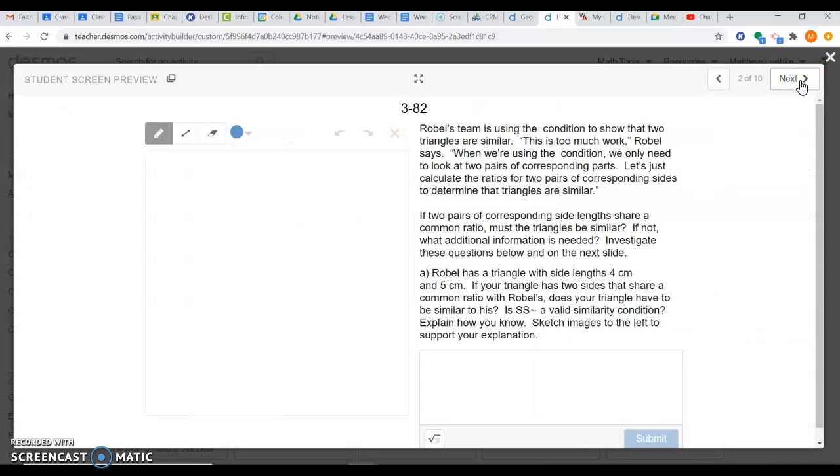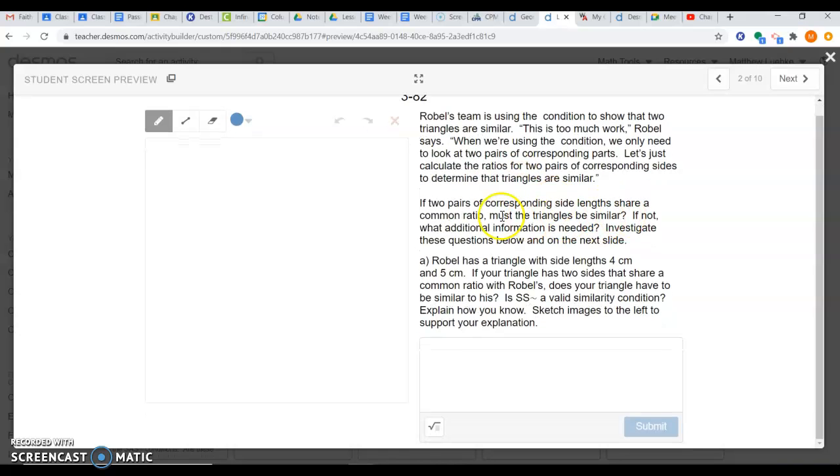We're going to start off by looking at the first problem, a little long here. We are going to test out this condition where you only need two pairs of corresponding parts. Let's just calculate the ratio for the two pairs of corresponding parts to determine the triangles are similar. Is that enough information? Is just two pairs of corresponding sides enough information? We're going to investigate that with a little sketching and looking at this idea that Robel has.